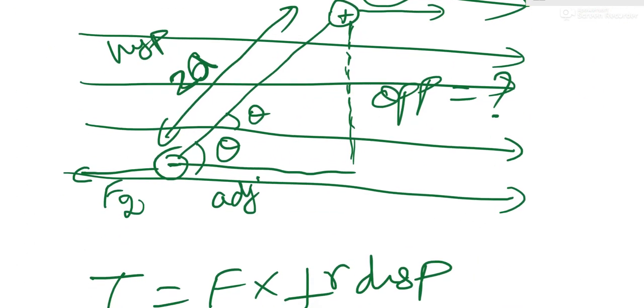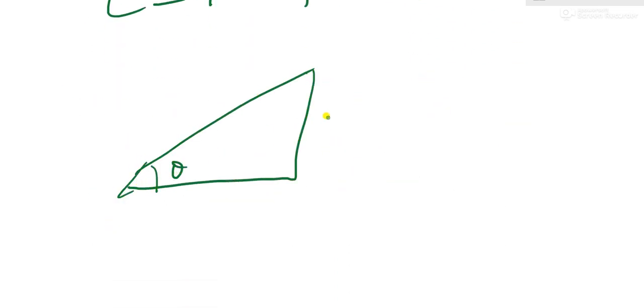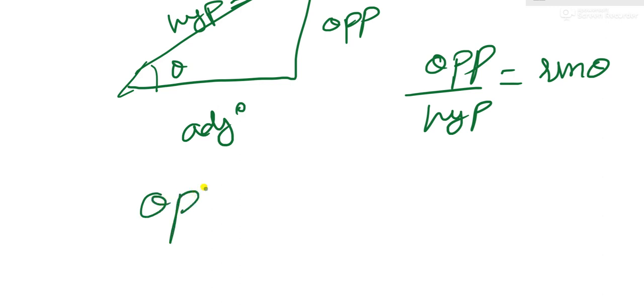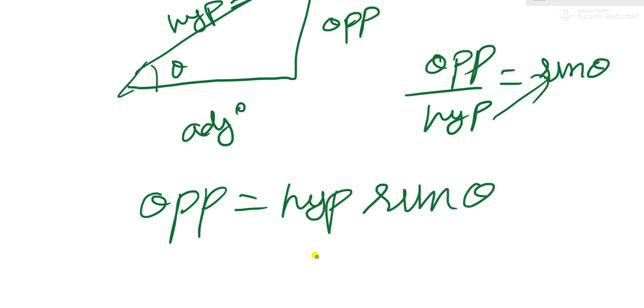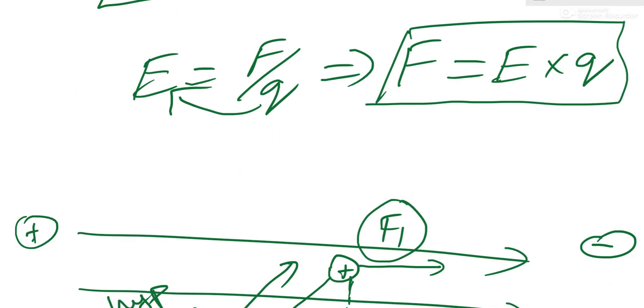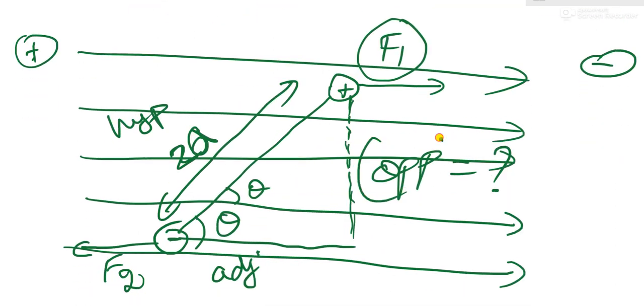Again I am drawing the triangle: it has theta, the opposite, and the hypotenuse. The hypotenuse is the distance between the two charges of the dipole, and this is the adjacent. Opposite by hypotenuse is equal to sin theta. So opposite is equal to hypotenuse times sin theta. Our hypotenuse is 2a, so 2a sin theta is the opposite. From this diagram, the opposite is the perpendicular distance.